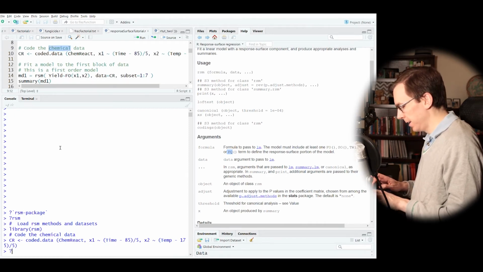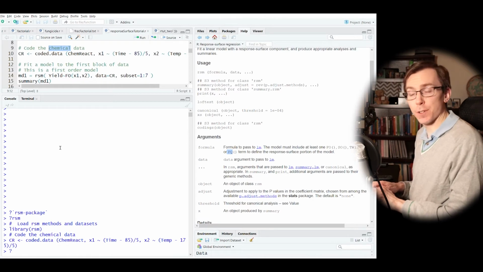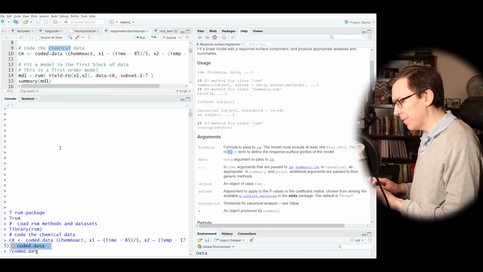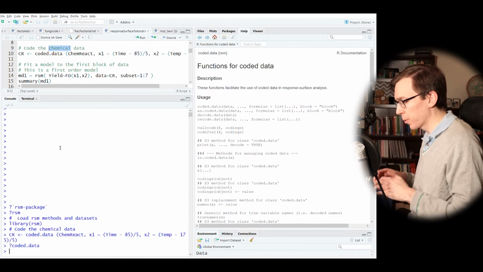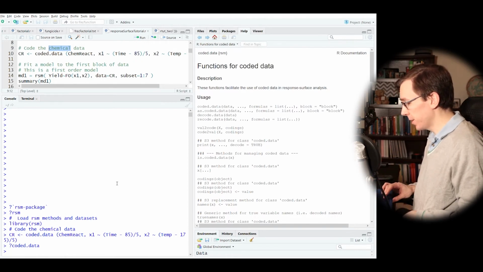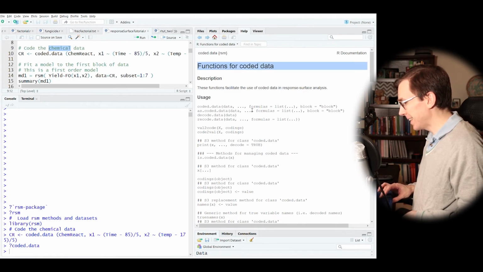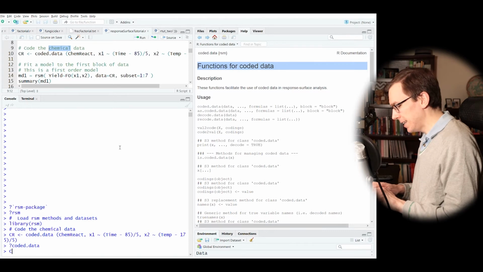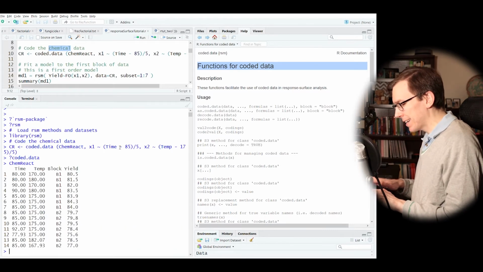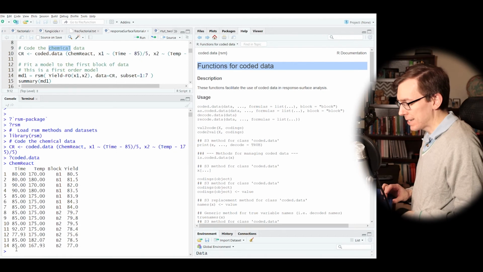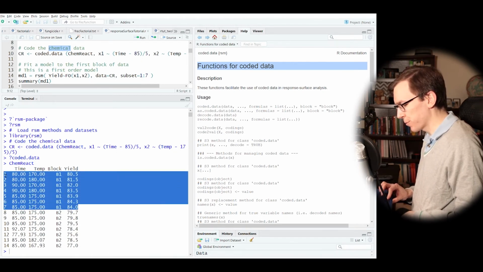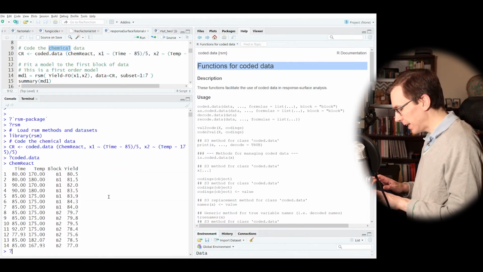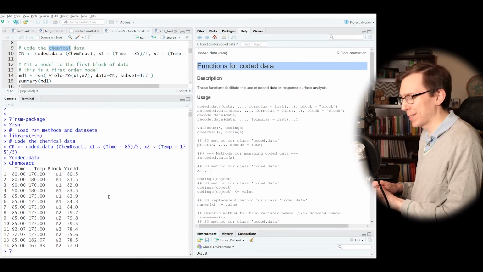So notice here, and as I mentioned in the first response surface lecture, we have to consider coding our data before we put it into a response surface. We have this nice function here, which will code the data for us. The data itself, chem react, looks like this. We have time inputs, temperature inputs, a block, which is the first run and the second run of the experiment, and then we have a yield. Some sort of, I guess, the amount of chemical produced.